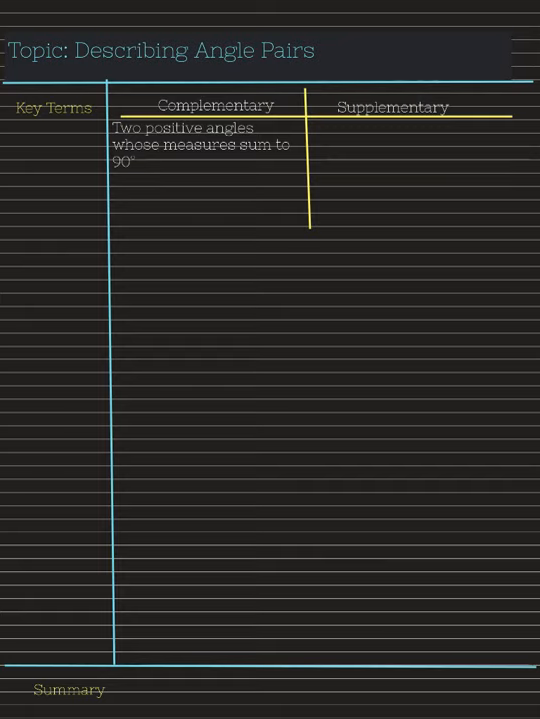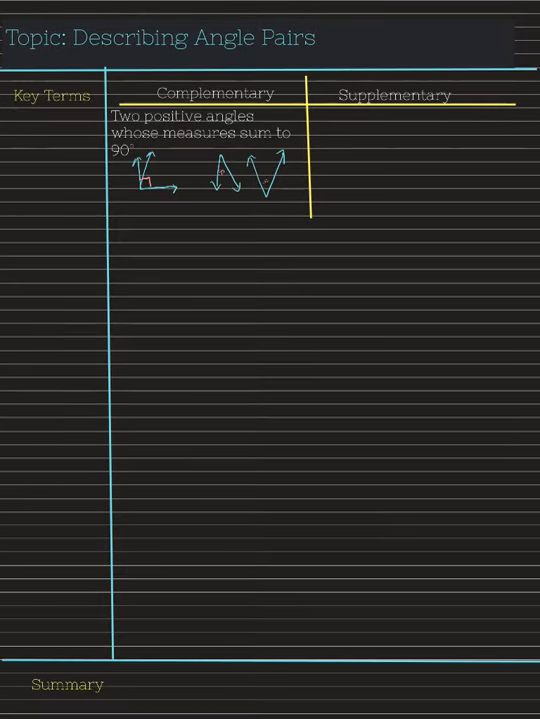Complementary angles are when we have two positive angles whose measures sum to equal 90 degrees. So let's look at two examples, an adjacent and a non-adjacent. Here, my first example is an adjacent, which means that the two angles share a side. And I can see that with this smaller one and this larger one together, they come to make this 90-degree symbol, which means that together they add up to 90 degrees, which makes them complementary.